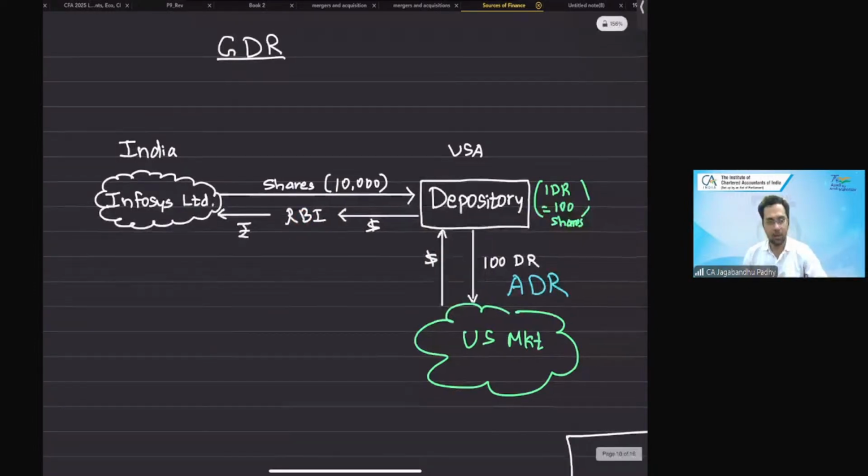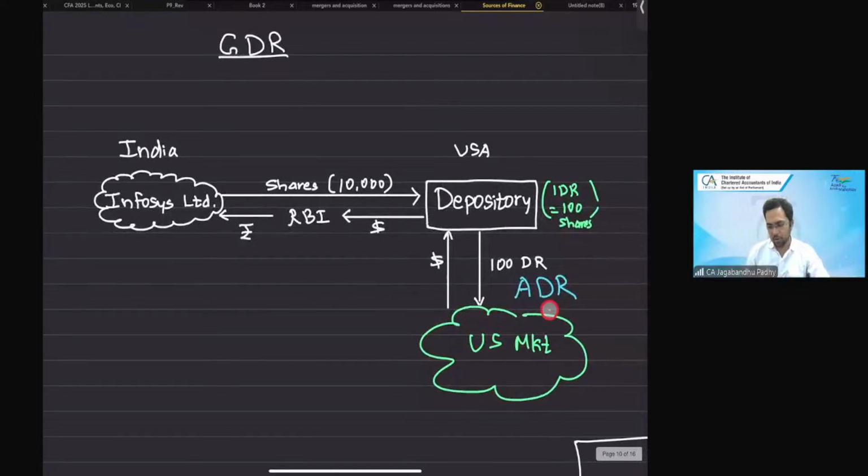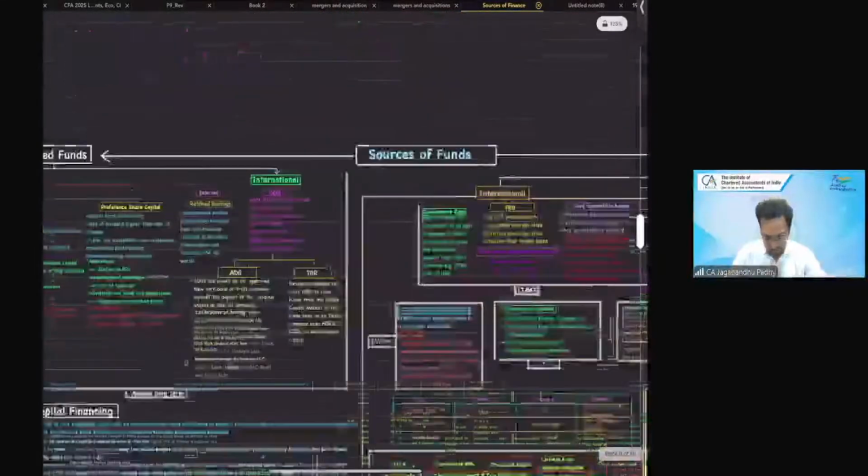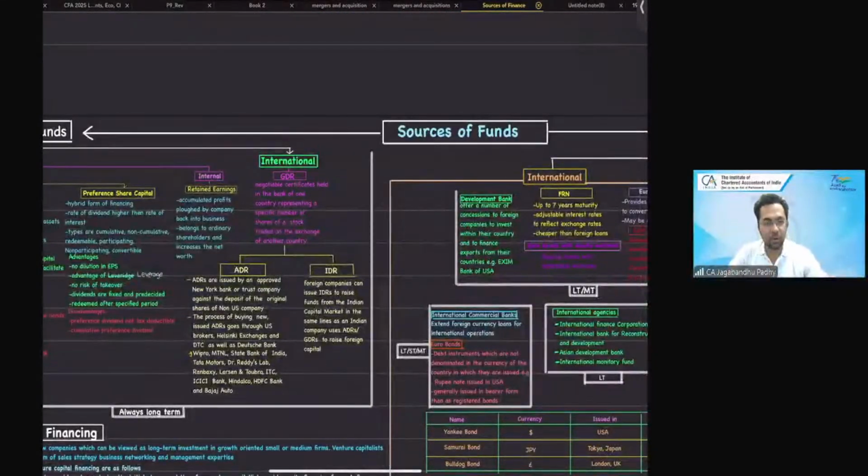Okay. Now, if you're going to the US market, we call it an American depository receipt. In the same way, if you go to the Japanese market, that will be a Japanese depository receipt. If it goes to England, it will be a UK depository receipt. If you go to France, it's a France depository receipt. So depending on which market you are raising money in, the depository receipt will be named accordingly. Okay. Now, those are the international sources, GDR or ADR.